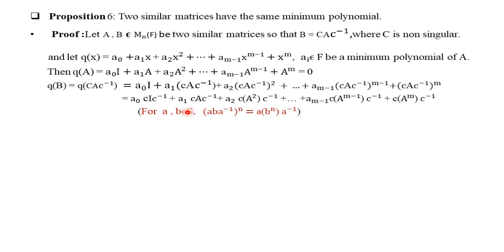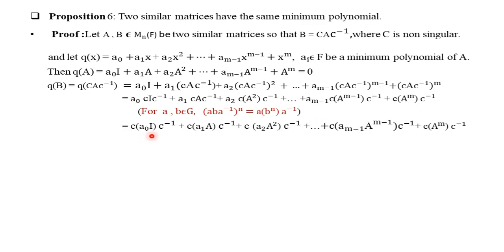Here we notice that C is a non-singular matrix and C inverse is also a matrix and A is an n by n matrix. So here Mn of F is a vector space over the field F. Therefore, it is also a group. So, we use this result to write CAC inverse whole square as C into A square C inverse, CAC inverse whole power m as C into A power m C inverse and so on.